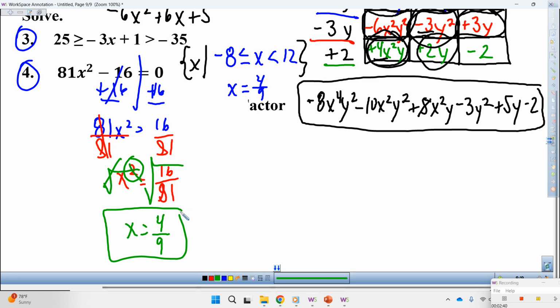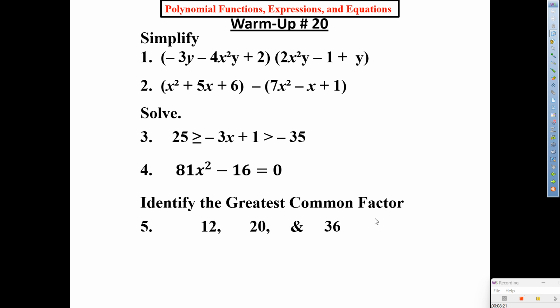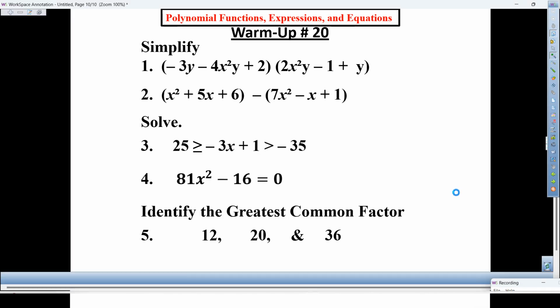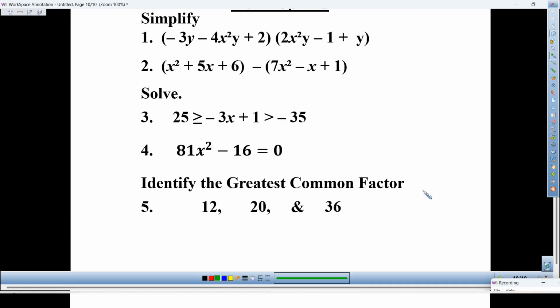All right. And last but not least, tell your neighbor what you got for the GCF. The last one. What was GCF? All right. Everybody show me with your fingers. What is GCF for that one? Yeah, that is correct. 4. Let's go. Send that in, please.